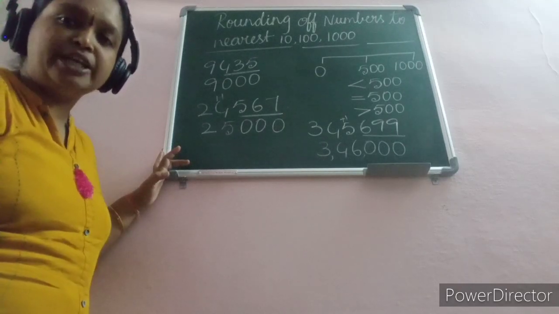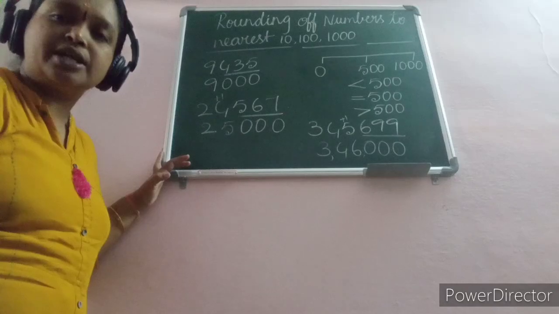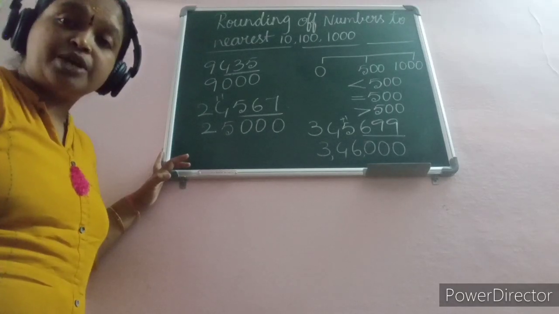I think you find it very easy to round off a number to the nearest 10, 100, 1000. Hope you understand the video.